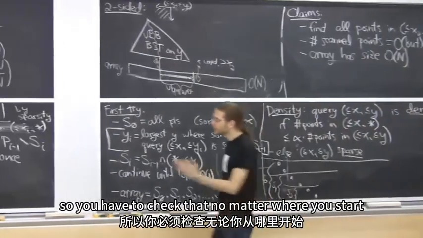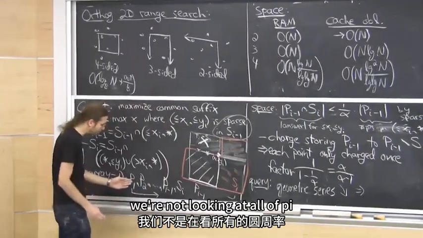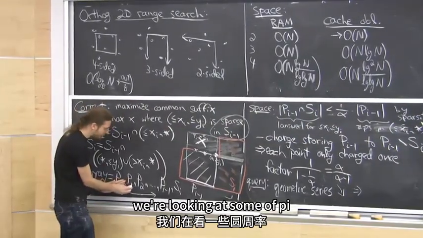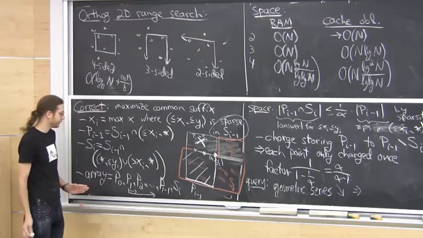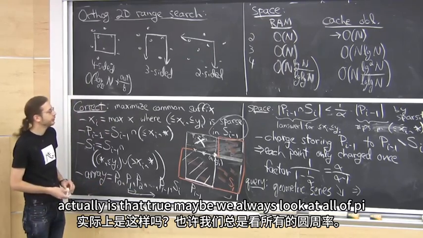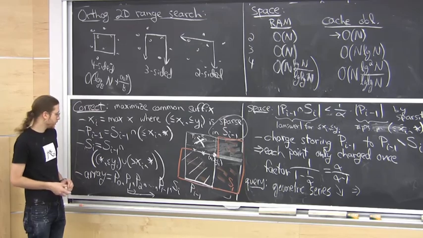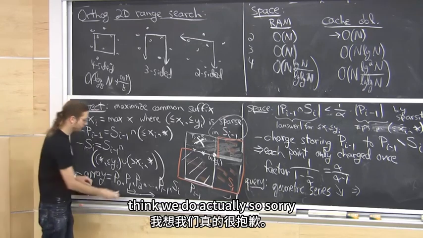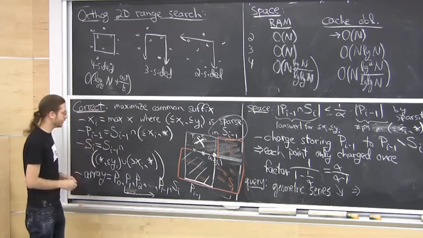So you have to check that no matter where you start in PI, that's a little bit tricky part. We're not looking at all of PI. We're looking at some of PI, and then we're going to the right from there. Actually, is that true? Maybe we always look at all of PI. Think about this. I think we do, actually. So, sorry. That's what we did before.